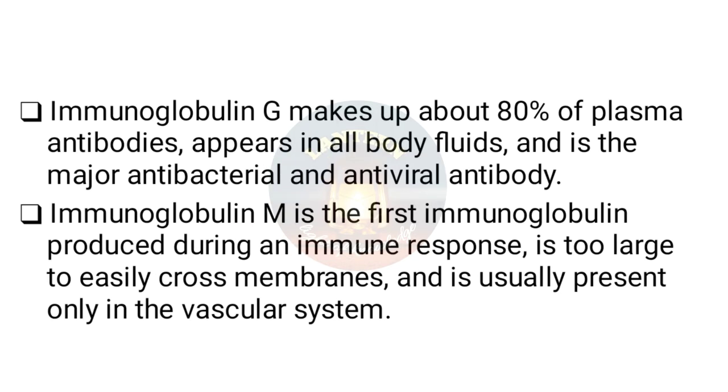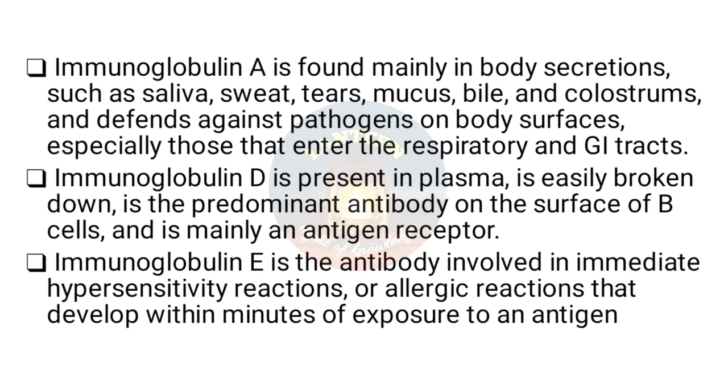Immunoglobulin G makes up around 80% of plasma antibodies, appears in all body fluids, and is the major antibacterial and antiviral antibody. Immunoglobulin M is the first immunoglobulin produced during an immune response, and it is too large to easily cross membranes and is usually present only in the vascular system. Immunoglobulin A is found mainly in the body secretions such as saliva, sweat, tears, mucus, bile, and colostrum, and defends against pathogens on body surfaces, especially those that enter respiratory and GI tracts.